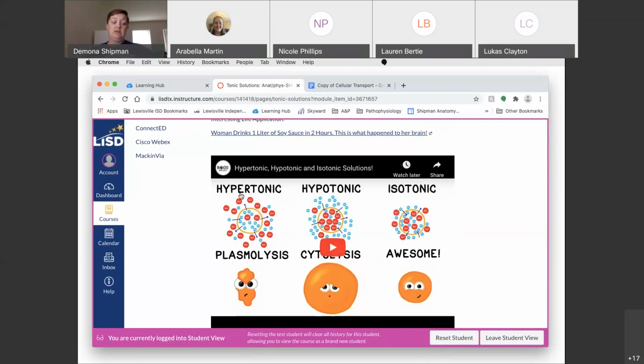Hypertonic is where you have more solute outside. So the water is going to come out here to try and dilute that, and then my cell gets smaller and shrinks down. And then hypotonic gets big and fat like a hippo, because water moves in to dilute this stuff.